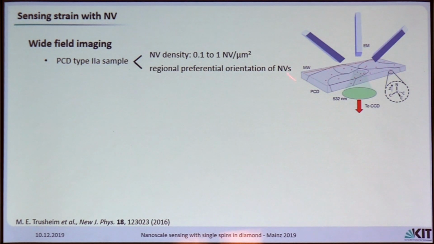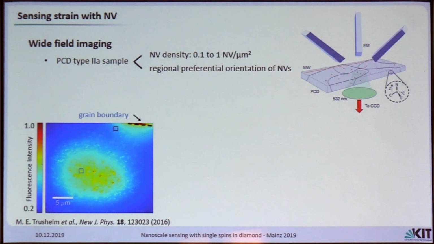And that's just a proof of principle experiment by the England group at MIT. What they used was a polycrystalline diamond of type 2A, so a very pure diamond, but polycrystalline, so there are grains inside, and also the NV density changes from grain to grain. There are clusters. And also, in addition, there are regional preferential orientations of the NV. And what they did now, they performed wide field imaging to create these beautiful fluorescent images.